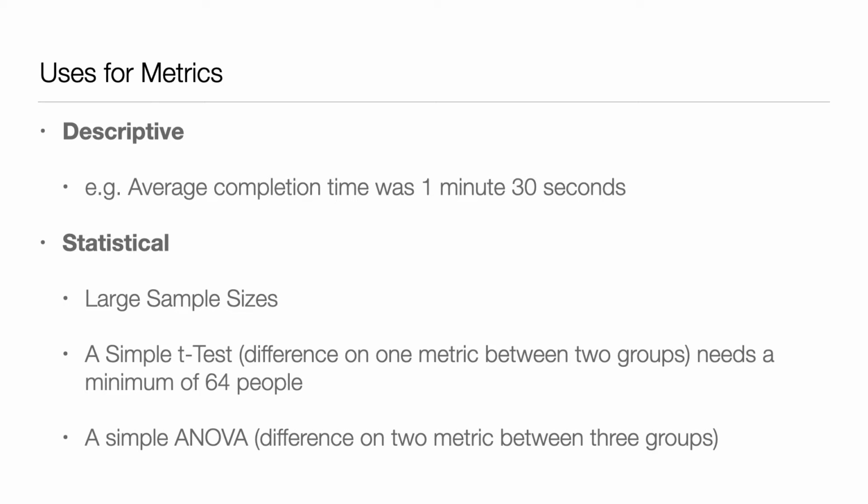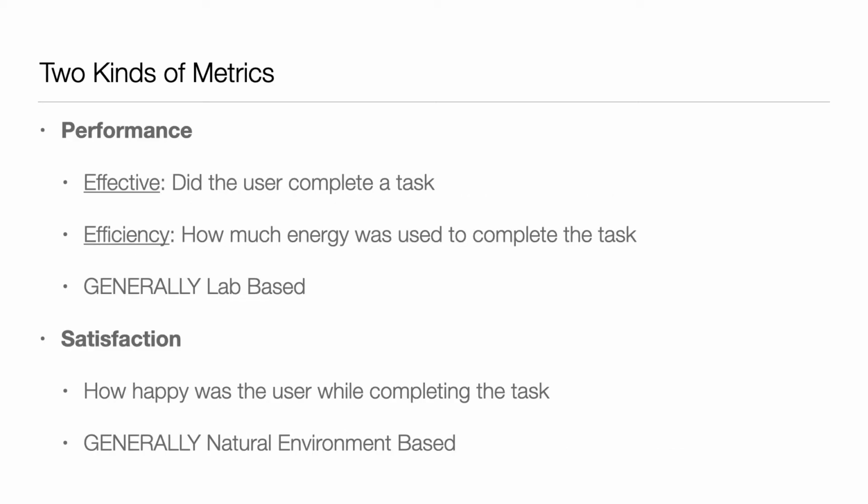Now, there are two kinds of metrics that we can really think of. We've got performance metrics, which is being effective and efficient. These are generally things that you test in a lab. So in a controlled environment, do things work? Then you have satisfaction metrics, which is about how happy someone is. Now, today we're talking about performance, so we're going to skip over satisfaction until a few videos' time, but bear in mind that there are metrics that involve satisfaction.